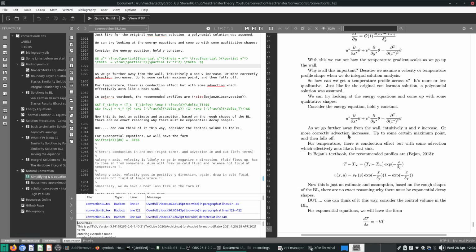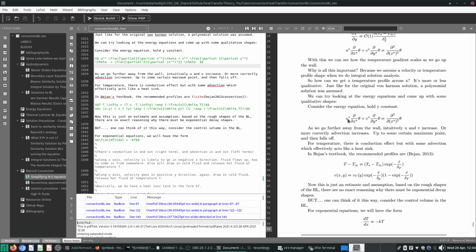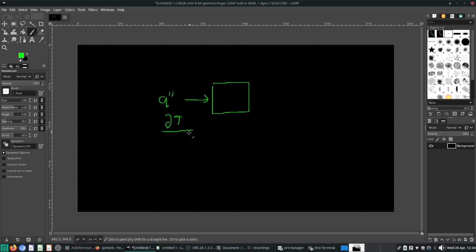But yeah, basically we can think of it this way. If you have your control volume here, you have a thermal heat flux flowing from the wall. So this is Q double prime. This is conduction. So I'm ignoring this term here. I will only look at this term. So this is the dT/dx term. So this is how Q double prime will scale.